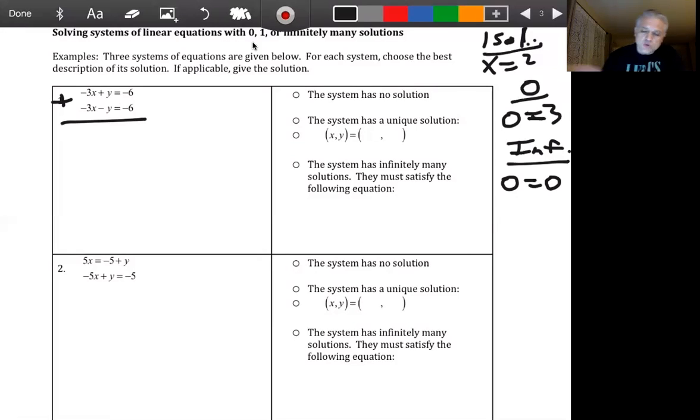So if I add negative 3x plus negative 3x, be careful on this. People are going to get this wrong. Negative 3 plus negative 3 is not 0. Negative 3 plus negative 3 is negative 6x. Positive y added to minus y cancel, 0. Negative 6 plus negative 6 is not 0. Negative 6 plus negative 6 is negative 12. Let's divide both sides by negative 6.